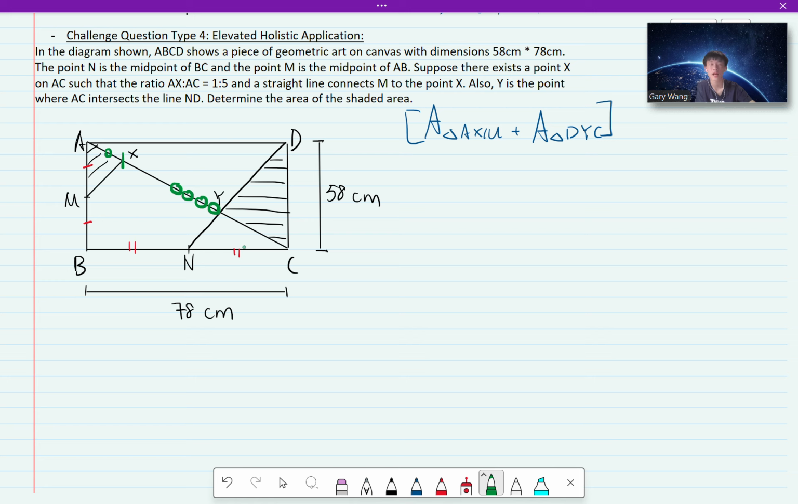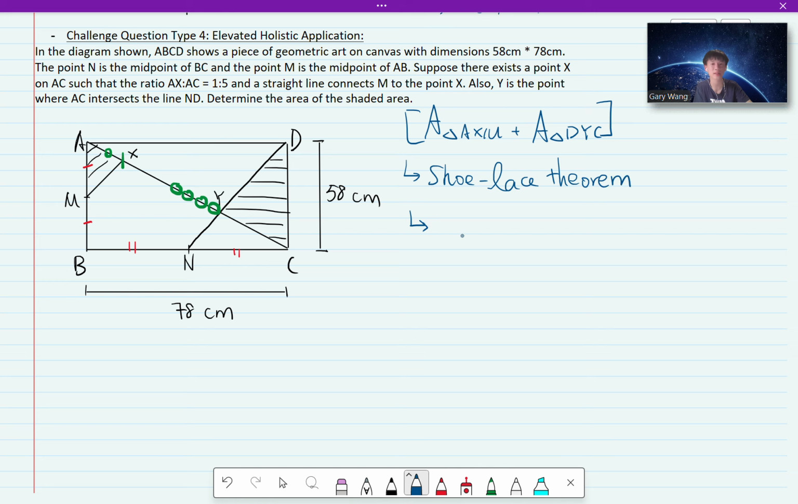So, after we put all of the information stated in the question down on the diagram, we can start to think about the strategy for how we can get these two triangle areas. One strategy that I used is a theorem called the shoelace theorem. So how does this work?